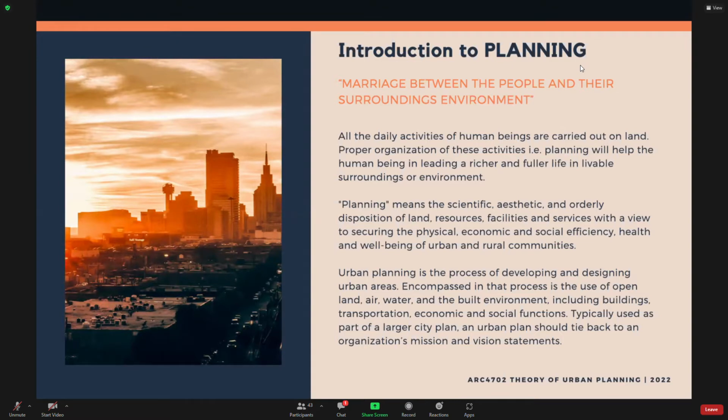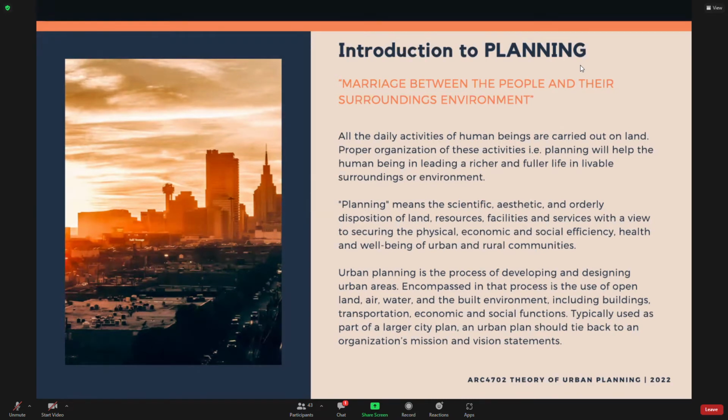So what is planning? A marriage between the people and the surrounding environment, like the videos that we watched earlier. They say that urban planning is a marriage between the people and the surrounding environment. So we have to think like that. It is a marriage, meaning that when you want to choose your environment, you need to choose wisely. If you want to design your environment, just think like you are designing a family. You need to do it very carefully and responsibly.